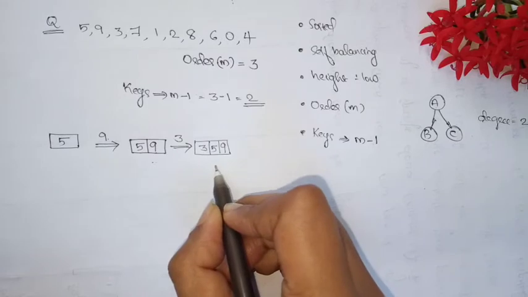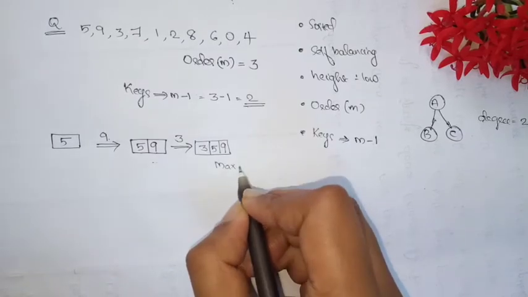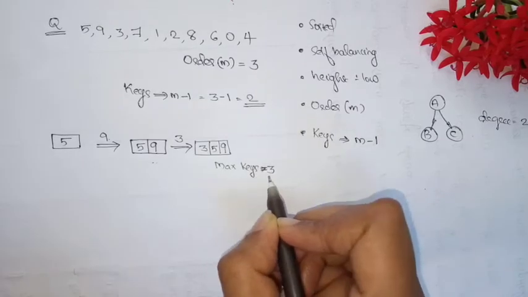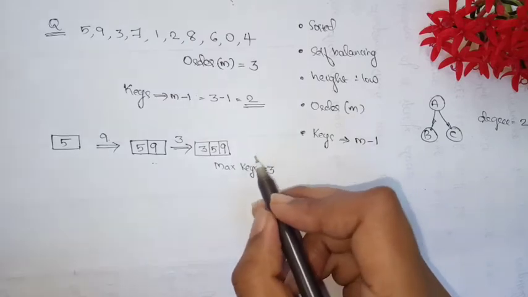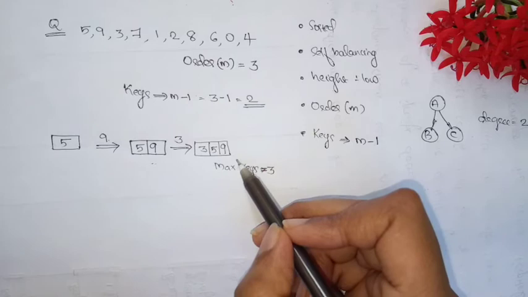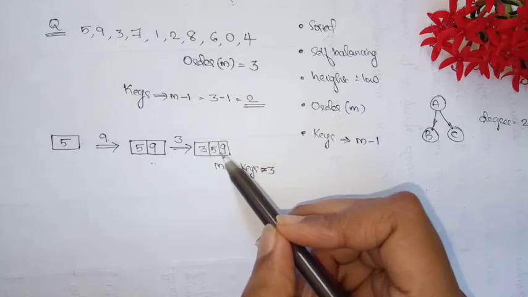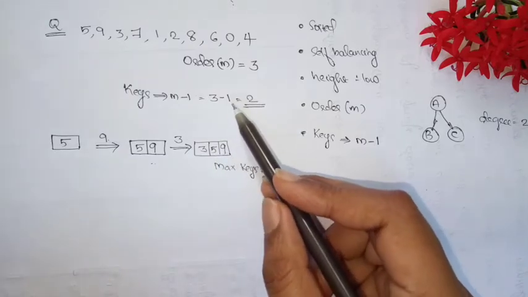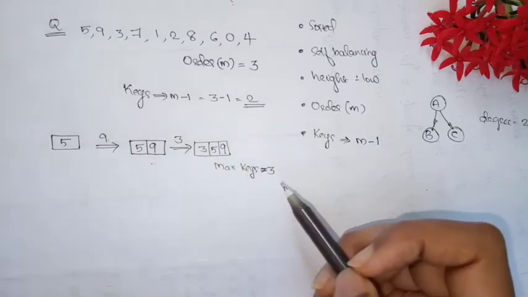Here we know that the maximum keys condition is violated. Here the number of keys is 3, which is greater than 2. So the condition is violated, and I have to split this particular node. I have to split this node in such a manner that the key value that is present in the middle has to be moved upwards. In such a manner, I am going to split this node.